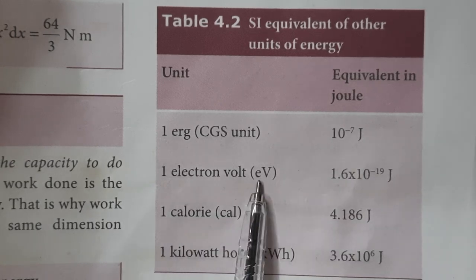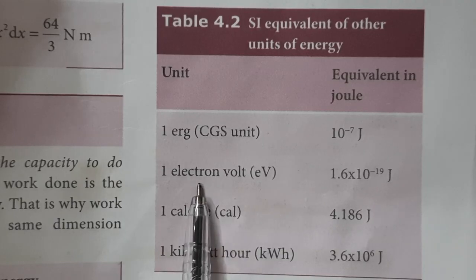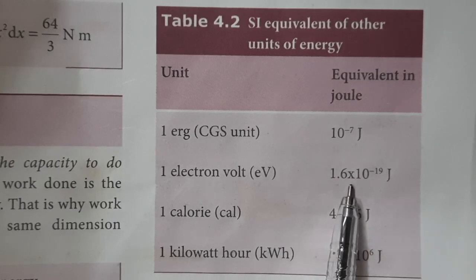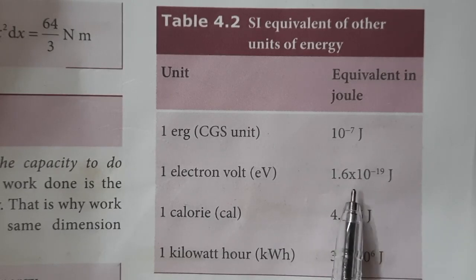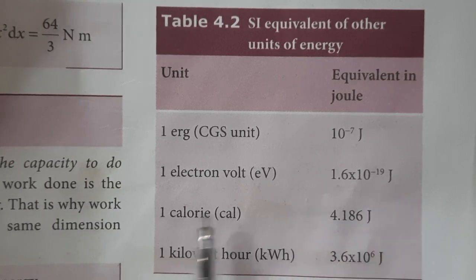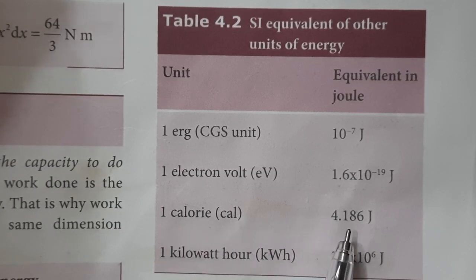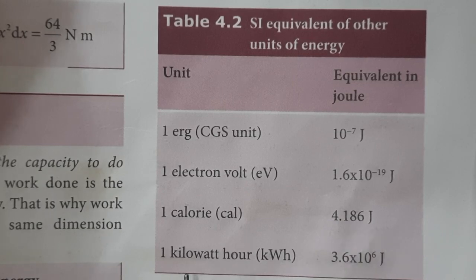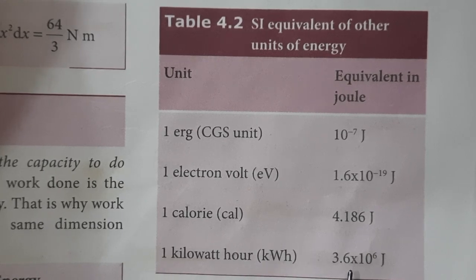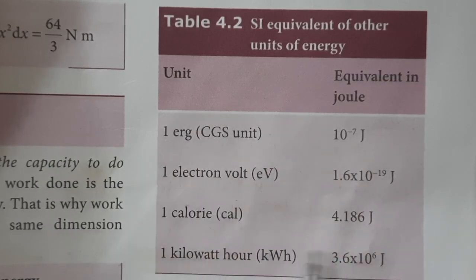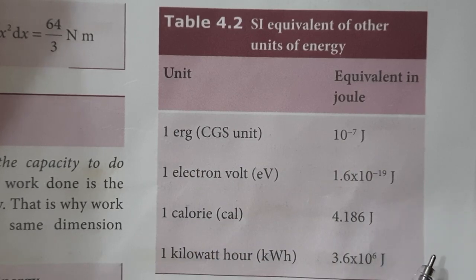Second, 1 electron volt, eV, is another unit of energy. It has the value 1.6 into 10 power minus 19 joule. 1 calorie is equal to 4.186 joule. 1 kilowatt hour, kWh, is equal to 3.6 into 10 power 6 joule. So these values you have to learn. For solving problems it will be useful.